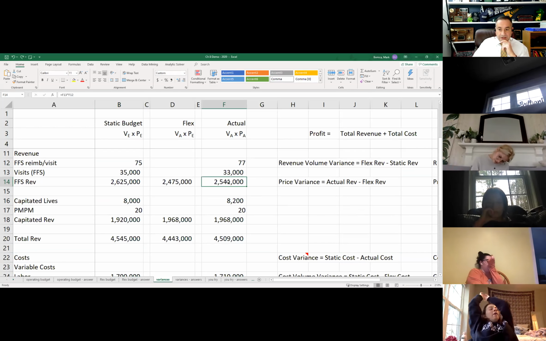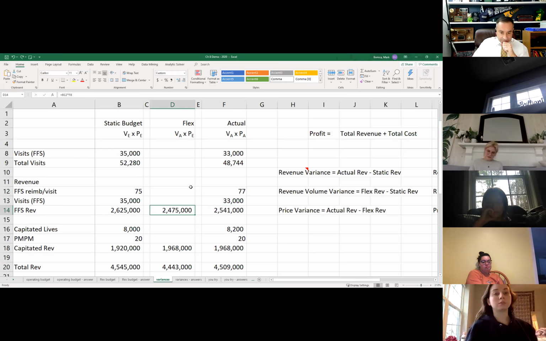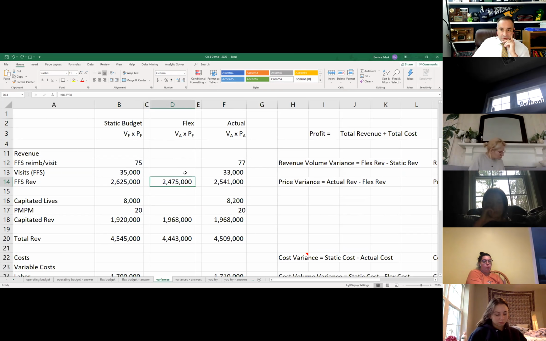So now we can compare across our fee-for-service values, and we generate a flex amount. We haven't talked about this yet, but the flex column allows us to compare and separate out, disaggregate, or decompose the effects of changes in volume versus the effects of changes in price. The way it does that is the flex entry has the actual volume and the expected price.